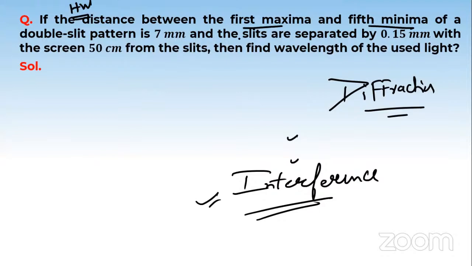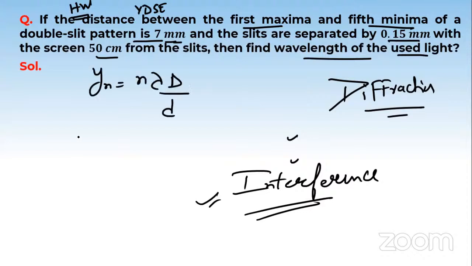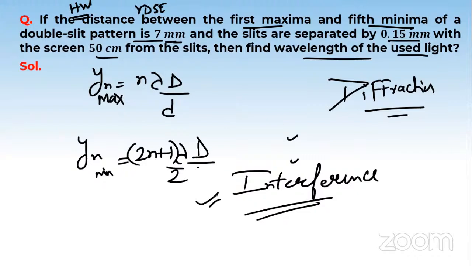The distance between the first maxima and fifth minima of the double slit YDSE, Young's double slit experiment, is 7 millimeter, and the slits are separated by this, the screen is this. Find the wavelength of the used light. So formulas you have to use are simple. We know the condition of maxima is given by n lambda D by d. Condition of minima, this is the max condition, the bright spot condition, minima condition is given by (2n minus 1) lambda by 2 into D by d.